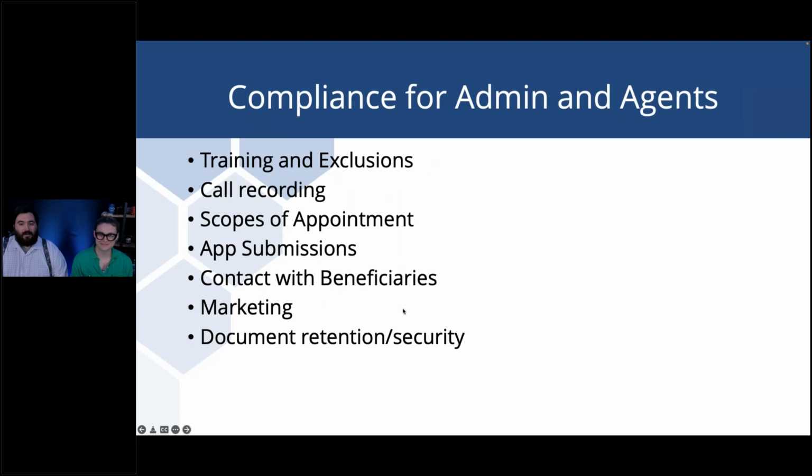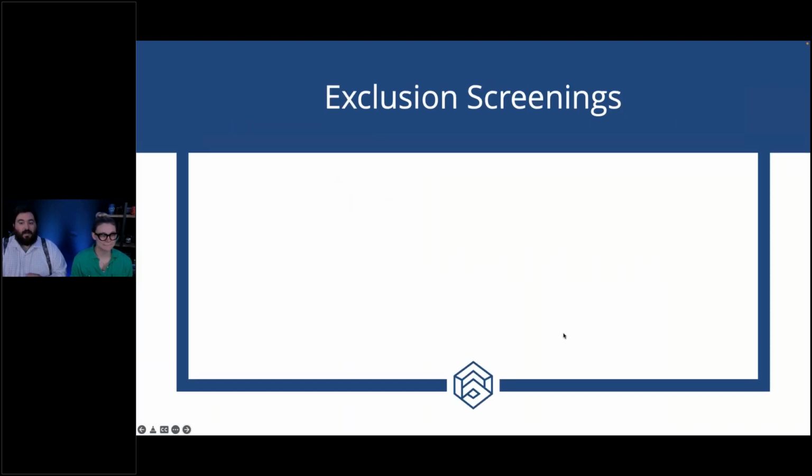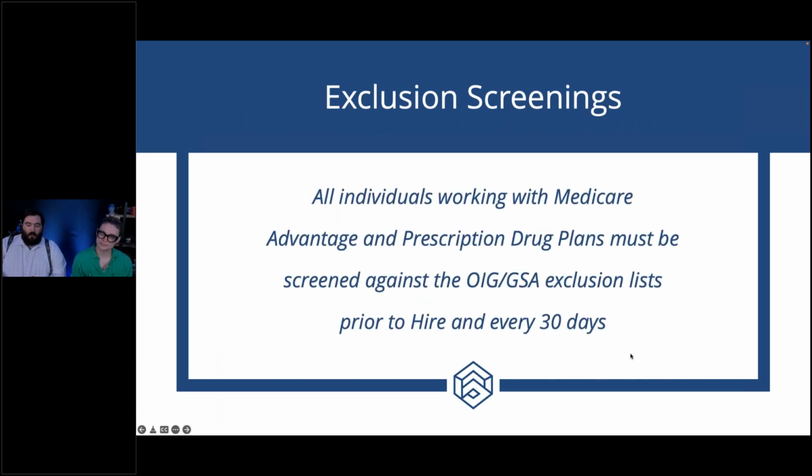I'm going to go over a number of different topics today, starting with some of the very basics, kind of trainings and exclusion screenings. So as an agent, if you're starting to think about hiring people, or as an agency who has several staff, just a quick reminder and explanation that under the rules with CMS, anyone working with Medicare Advantage and prescription drug plans or Medicare beneficiaries, you must be screened against the Office of Inspector General and General Services Agency exclusion lists. It's called the List of Excluded Individuals and Entities.